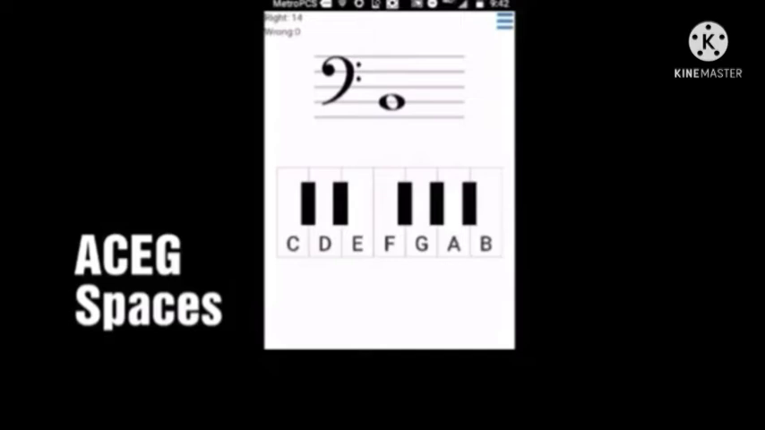I'm going a lot faster than I normally go. Okay, G, B, D, F, A, B. And that's A, C, E, G. Notice it's right above the G line, okay? So that's an A.